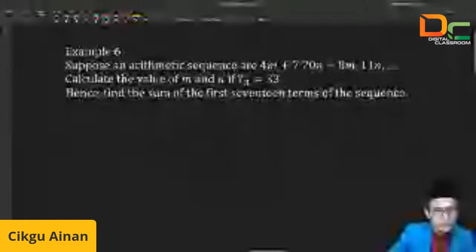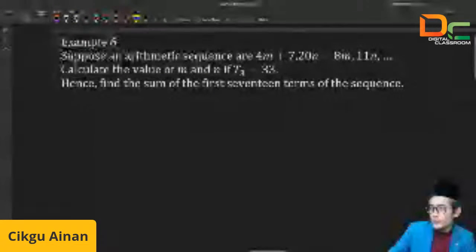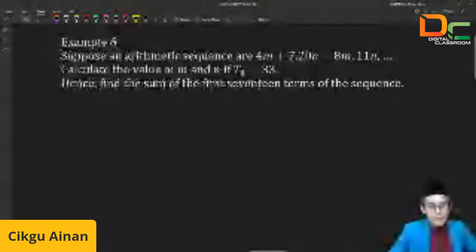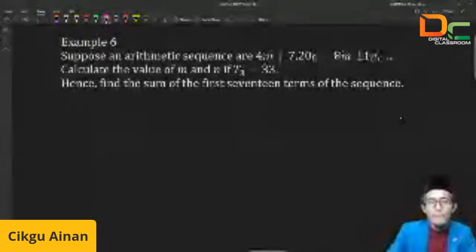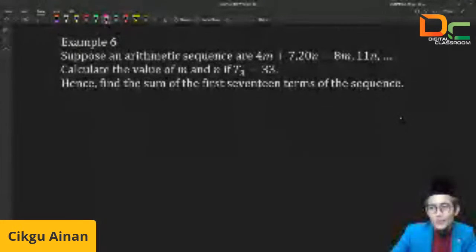Okay, let's move on to the sixth one. Suppose an arithmetic sequence is 4m plus 7, 20n minus 8m, 11n, and so on. Okay, you can do it for full marks, insyaAllah. Okay, put in effort and pray a little. Calculate the value of m and n if T3 is 33.